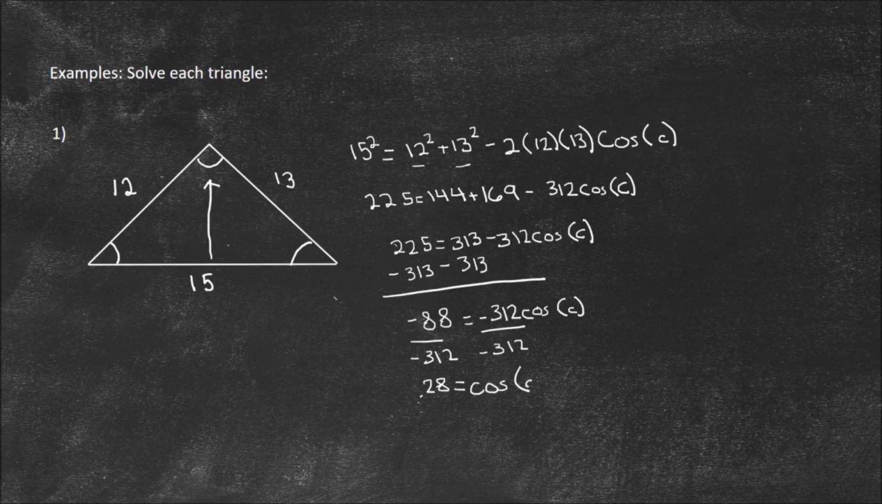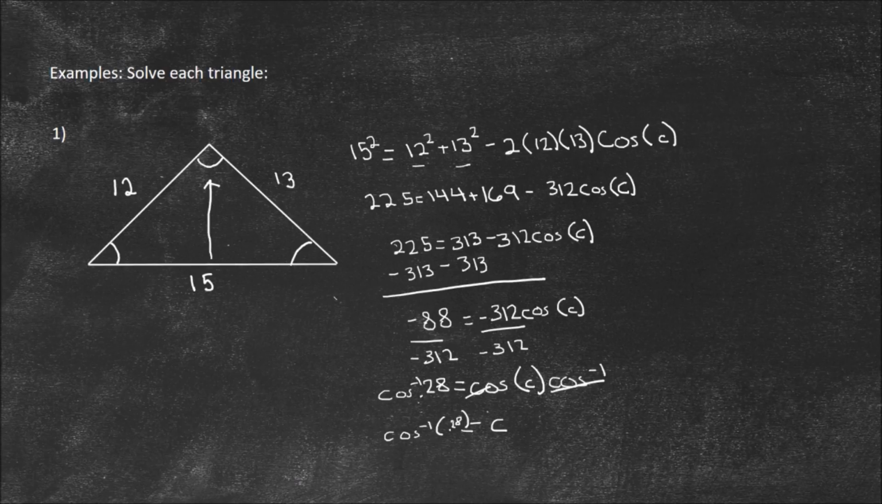So now we need to think, well, what do we do when we get to this point? Oh yeah, that's when we take the inverse of both sides to get C by itself. So I'll take cosine inverse of both sides. And then what cosine inverse does, it allows these to cancel out. So I'm left with just C on the right hand side, and I'm left with cosine inverse of 0.28.